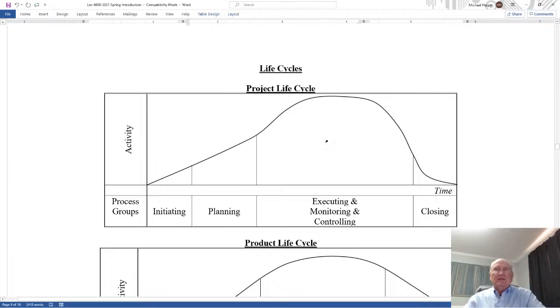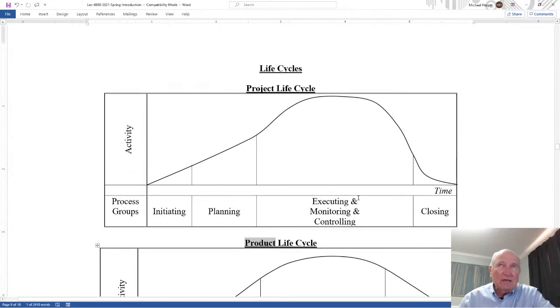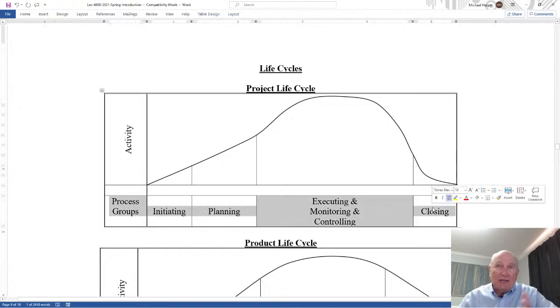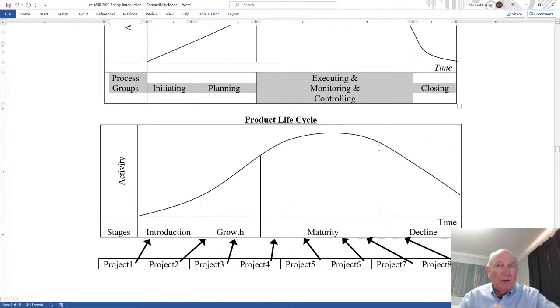Now, the different life cycles. There's something called a project life cycle and also a product life cycle, and they're two different things. Make sure you keep those separate, because a project life cycle has a start and a stop. You initiate it, plan it, execute, monitor, and close it. And it's done. You're done. Okay, so the activity level starts here, and during the execution, monitoring, and controlling, this is where most of the effort occurs, and then it decreases. But you have the same type of life cycle for a product, but it's a little bit different.